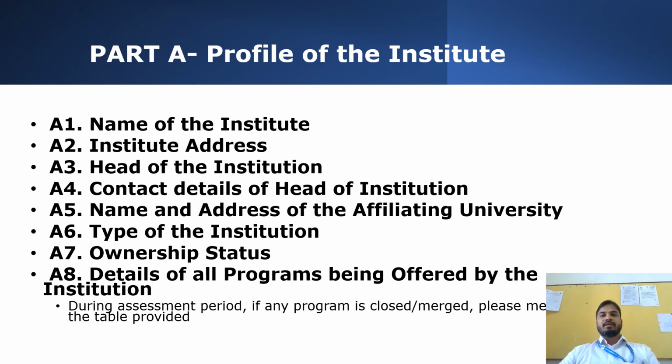Here also the information that we are going to fill is almost similar: name of the institute, institution address, head of the institution, contact details of the head of the institute, name and address of the affiliating university if any, type of the institution, ownership status, details of all programs offered by the institution. Here is a table being provided for this A8, wherein we need to mention, during the assessment period, if any program is closed or merged, in the table where it is provided.